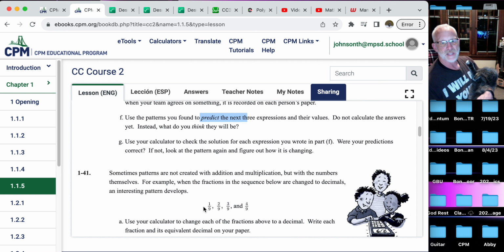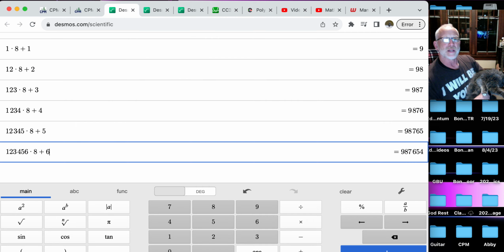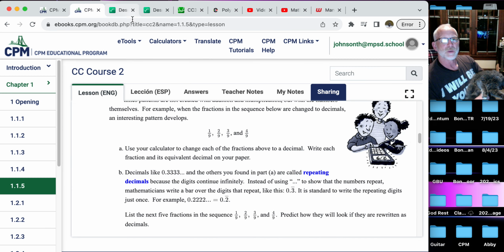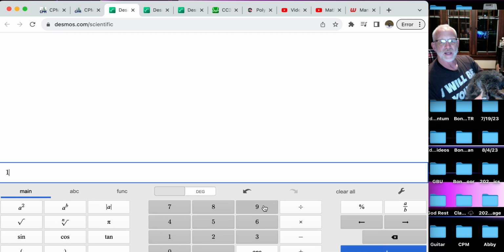Then the next thing we looked at are these. We went 1 divided by 9, 2 divided by 9, 3 divided by 9, 4 divided by 9. And then we looked at those fractions and decimals. And then we wrote the equivalents. So we went in here. Let's go to a new one right here. So we went to calculator. And we're going to go 1 divided by 9.